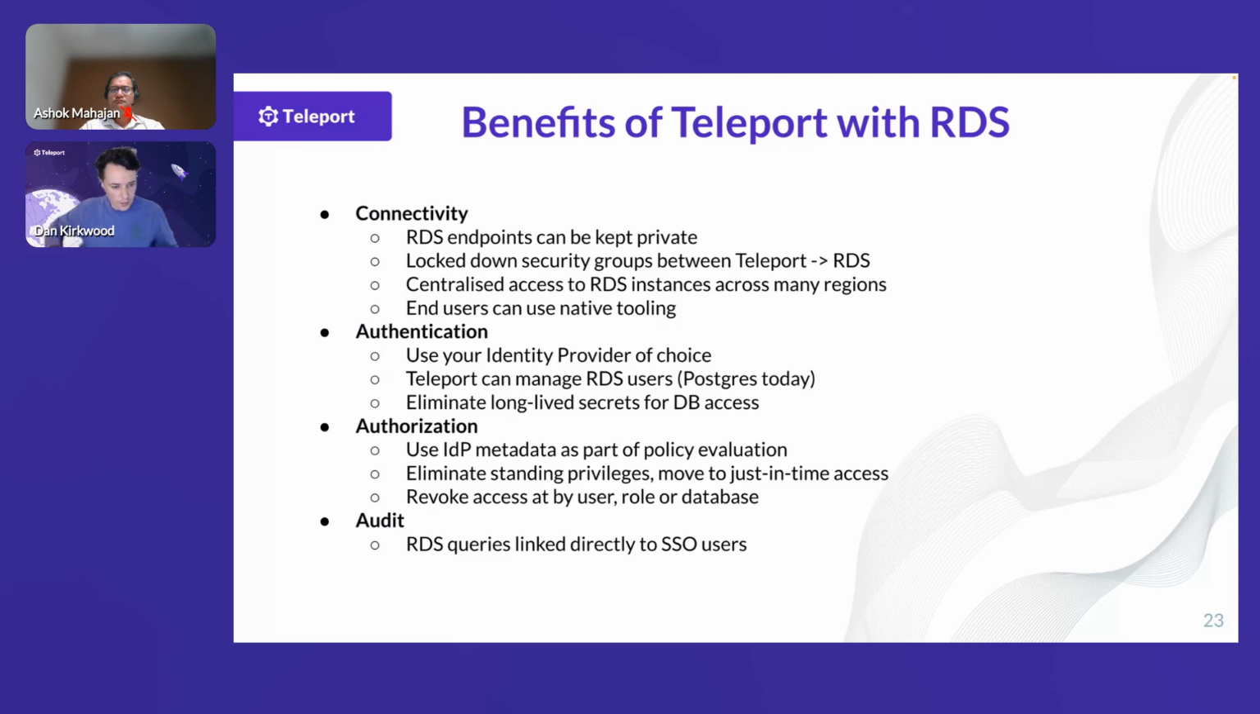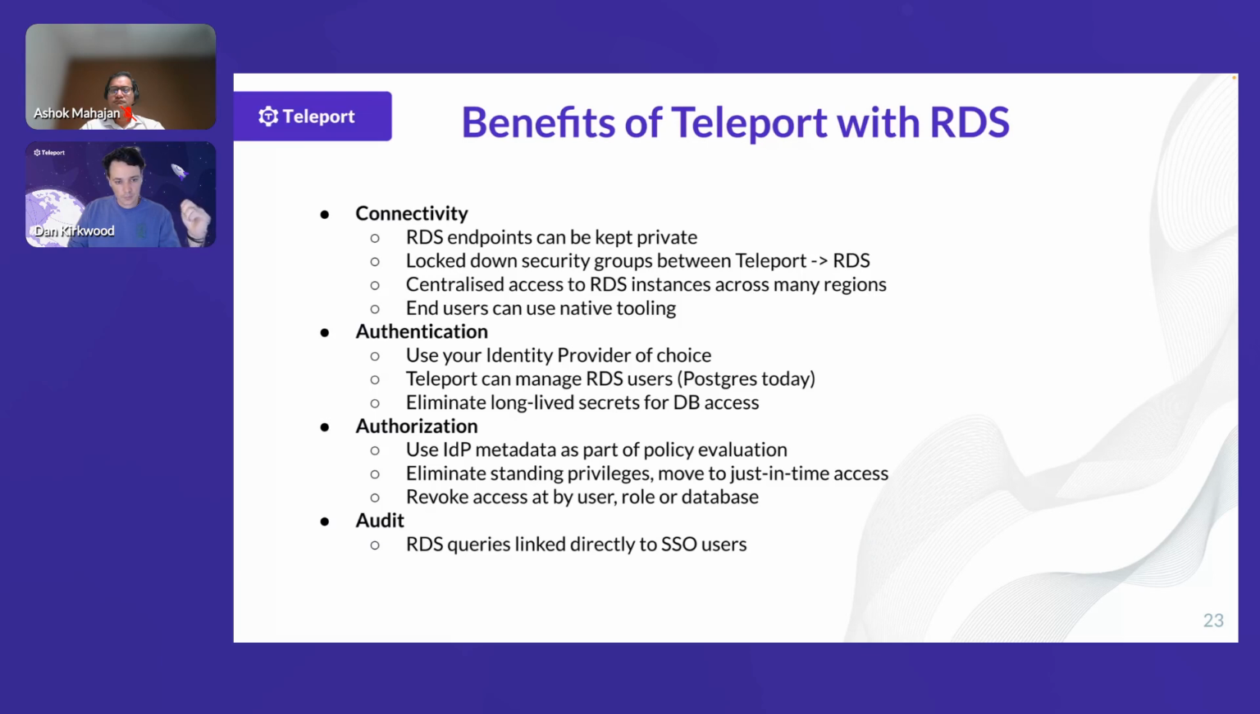I won't go through all of these out of respect of time, but the most important ones that I would pick out here is, for connectivity, keeping your RDS endpoints private, right? How do you make that security group construct that Ashok showed earlier as simple as possible, as foolproof as possible? Teleport makes it very easy to do that.